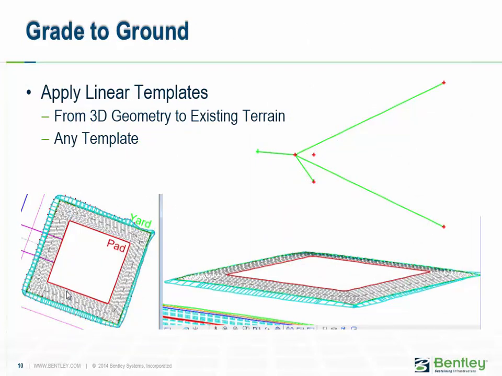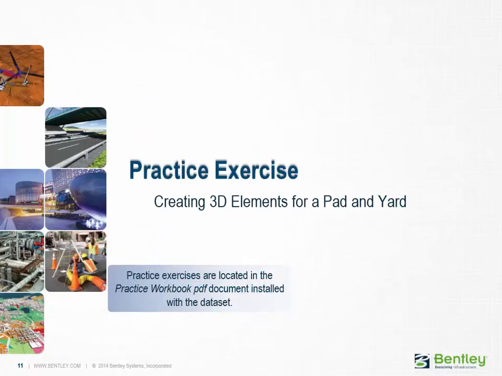Any template in the template library can be dropped along a corridor to create a 3D model. A corridor is not required to extrude a template. However, any template can be extruded along a 3D element. The Apply Linear Template tool assigns a template to an element simply by selecting the 3D element, then selecting the template, and then identifying which side the template belongs. Any template, simple or complex, can be used. Let's take a look at this practice exercise where we'll create a pad and yard.